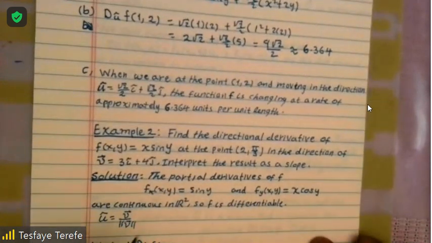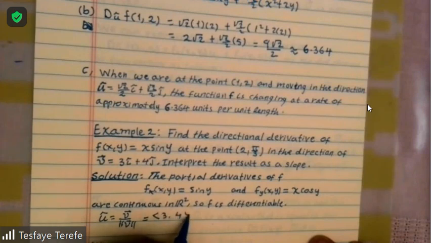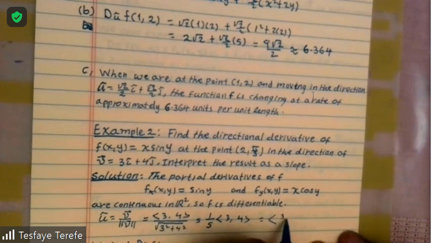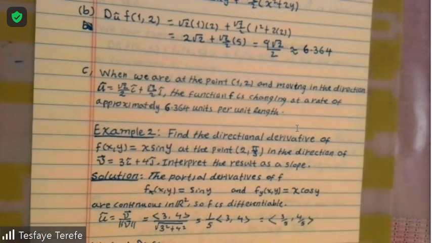That means what? The vector v, which has 3 and 4 as components, divided by the magnitude, which is the square root of 3 squared plus 4 squared. That means 1 over square root of 25, which is 5, times 3 and 4, and that is actually 3/5 and 4/5 is our unit vector.